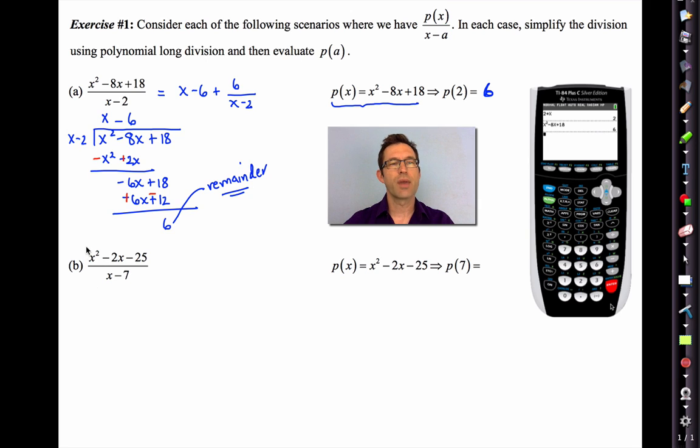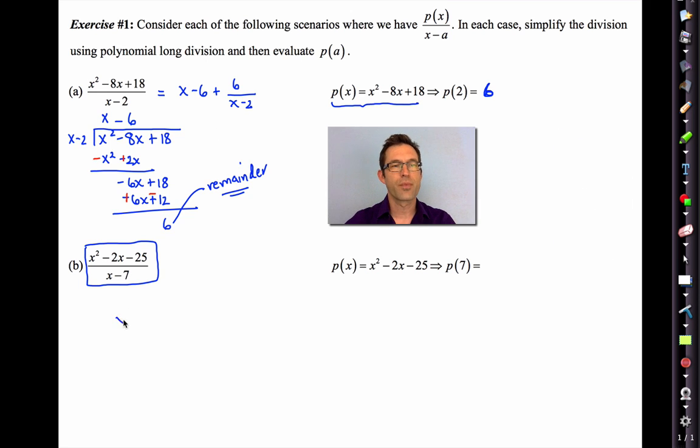How about this? How about you pause the video now and do the polynomial long division on that one? Okay, pause the video now. Okay, let's go through it. I've got x squared minus 2x minus 25. And I'm going to divide that by x minus 7.